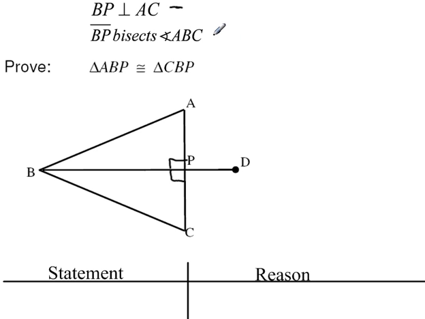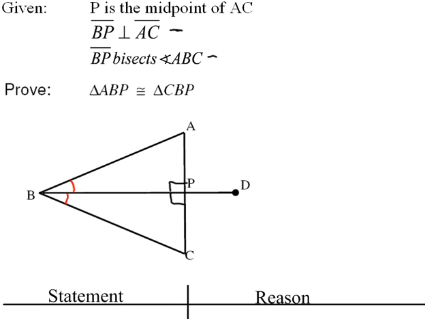Then let's take a look at this over here. It says that BP bisects angle ABC. So BP is an angle bisector, and it's dividing angle ABC into two congruent angles. So angle ABP must be congruent to angle CBP. And then we were told that P is the midpoint of AC. So that means that segment AP is congruent to segment PC.